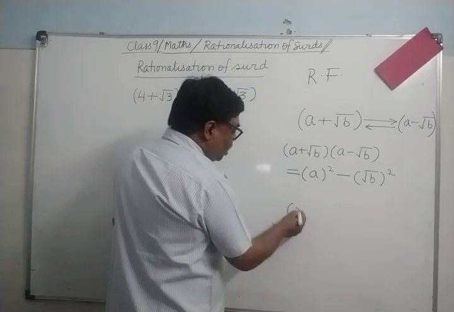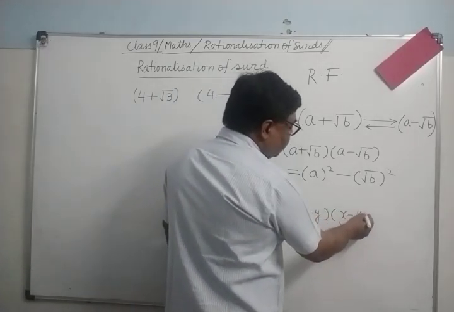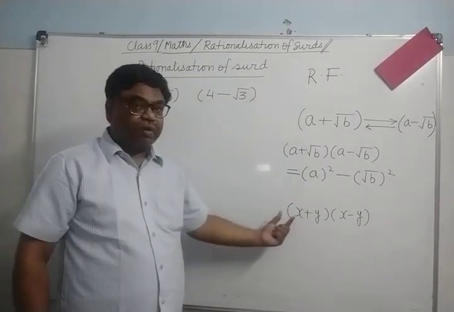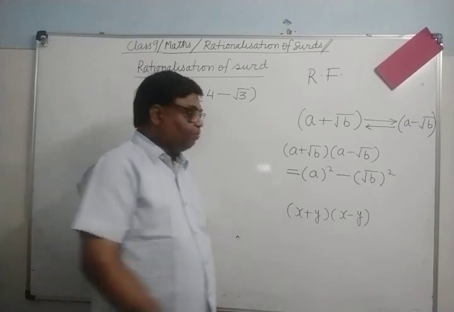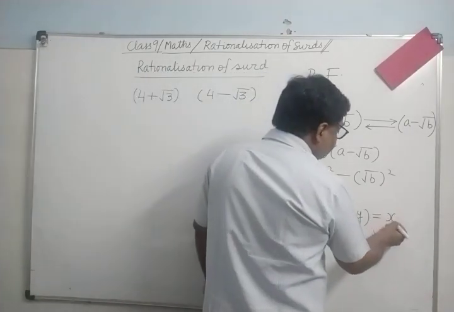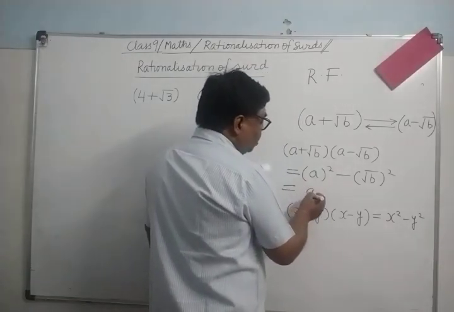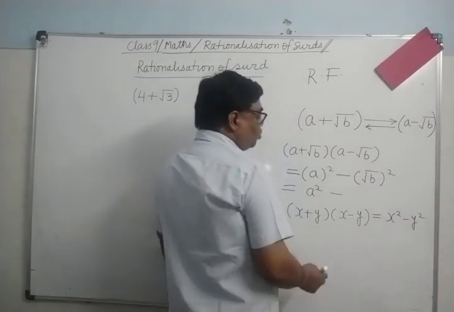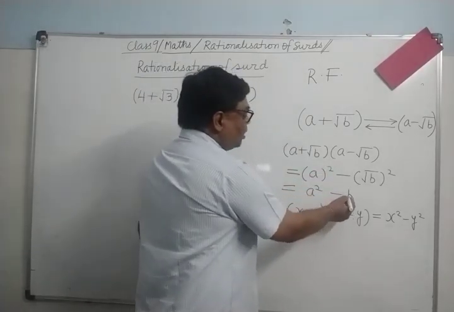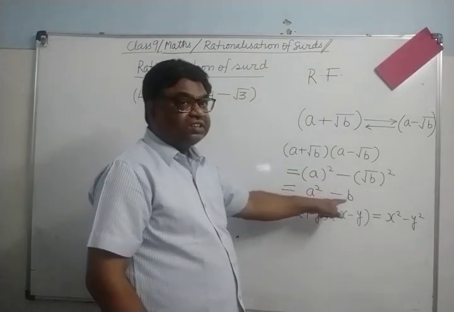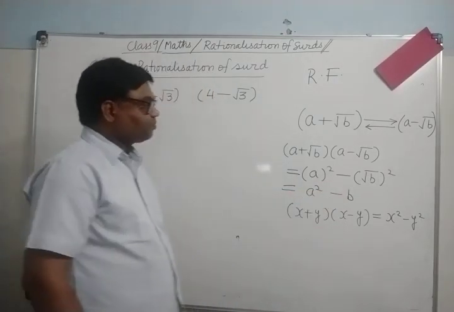There is one formula, x plus y into x minus y. If in one bracket there is the sum of two numbers, and in the other bracket there is the difference of the same two numbers, then this product is equal to x square minus y square. So it will be equal to a square, and when you square a square root number, it becomes a square minus b, which is a rational number.